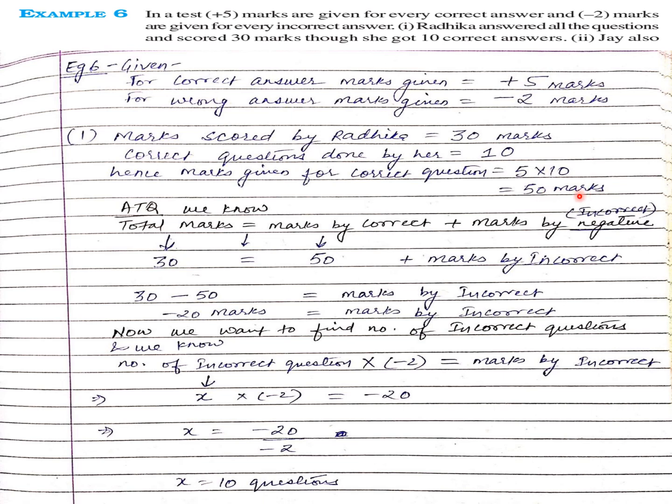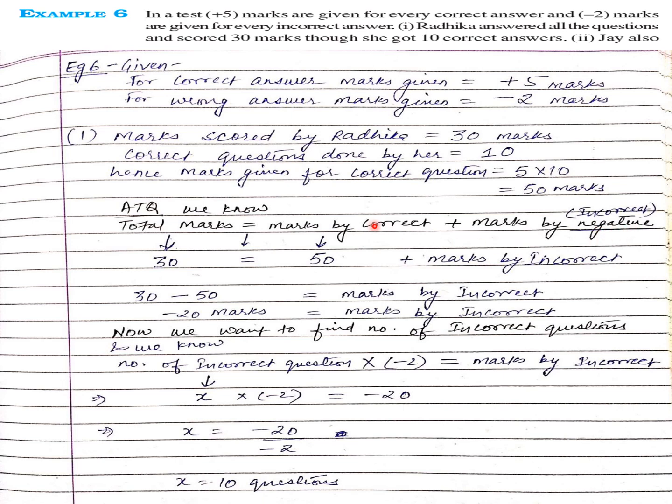Now to find number of incorrect questions, we have to follow general equation. General equation is according to the question, we all know total marks is given by marks obtained by correct answers plus marks obtained by incorrect answers.